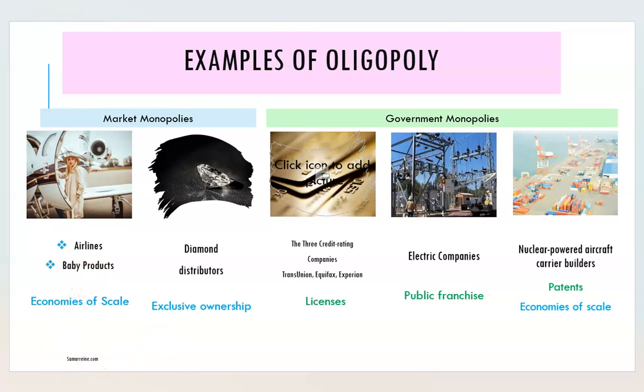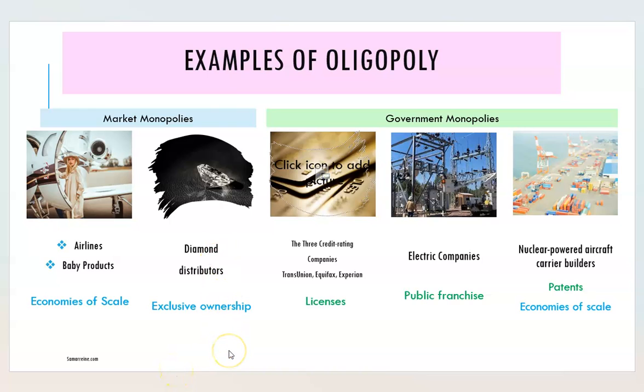Baby products, there are only a few companies that actually make organic baby food, for instance, and they copy each other highly, so we know that they are an oligopoly. Economies of scale is why we end up with only 4 major airlines in the United States and only 2 or 3 baby product producers in the US.